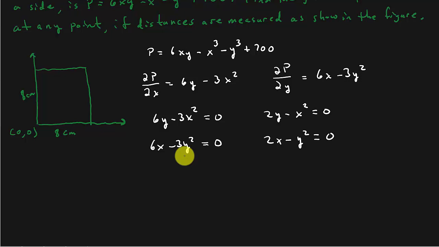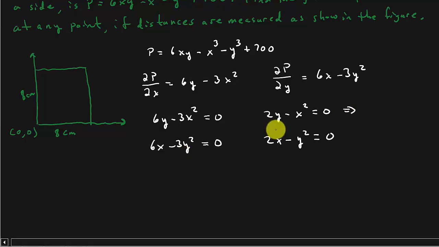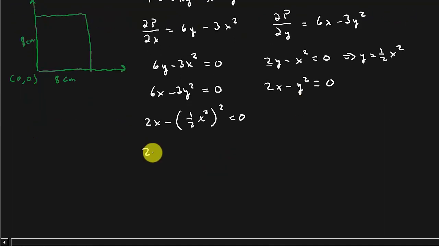All right, so what I think I'm going to do here is take this and solve it for y. So I get y equals 1 half x squared, right? Move the x squared over, divide everything by 2. And so what we'll do then is plug this in for y into the other equation, and then I can solve for x. So I've got 2x minus 1 half x squared, squared equals 0. So that's going to be 2x minus, what is that, 1 fourth x to the fourth equals 0. So that will give me 8x minus, is that right?